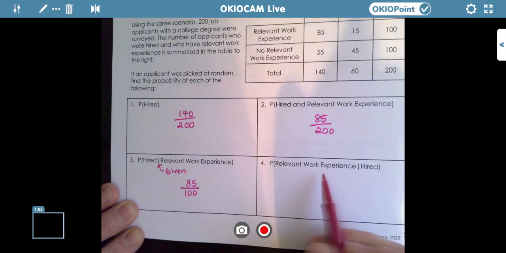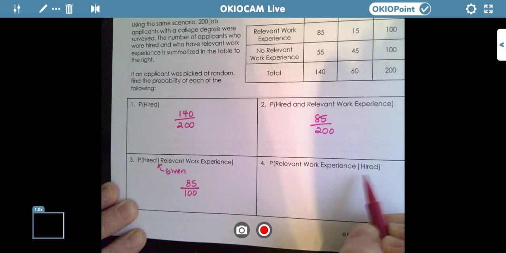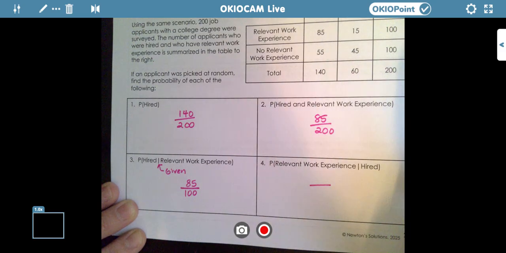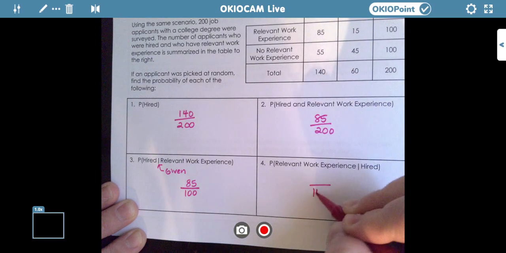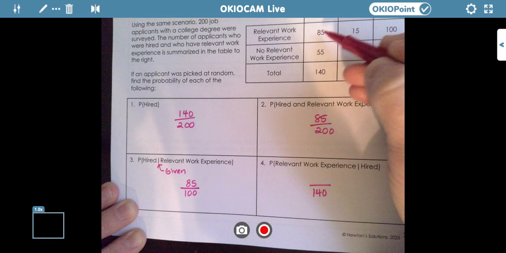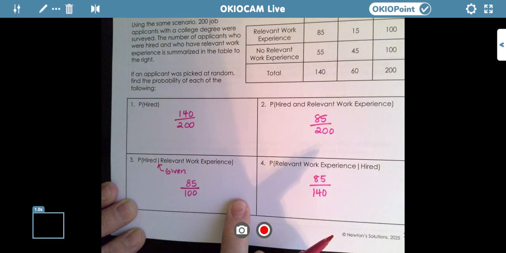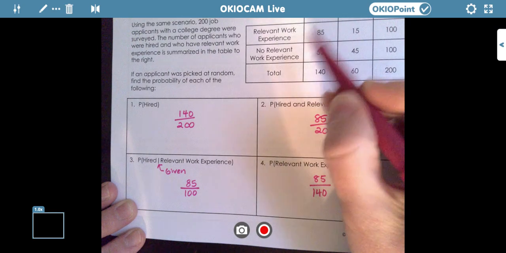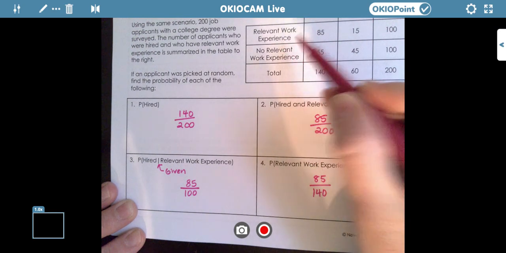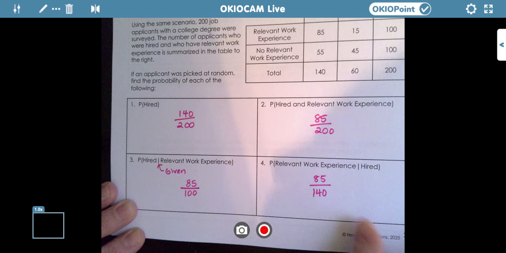Here's the same idea, but in the reverse order. The probability that you have relevant work experience given that you were hired. Again, this second part is our denominator, and it's always going to be one of those totals from the outside. The total that were hired was 140, and of those who were hired who had relevant work experience, that was 85. So you can see how these two did have the same numerator. The numerator was those who fit in both categories, hired and relevant work experience, but the denominator changed depending on which one was the given situation. So keep that in mind: order does matter.